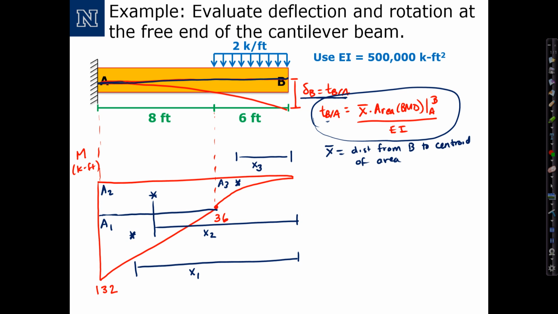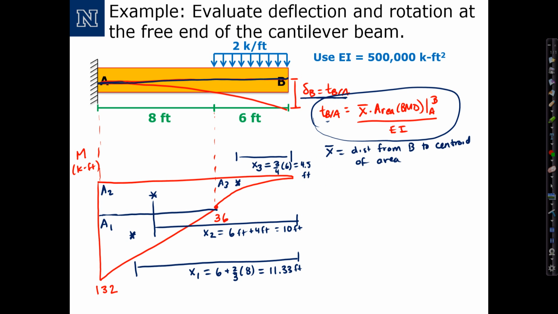Starting with x1. x1 is equal to the 6 feet on the end plus 2/3 of the way over the triangle, so 2/3 times 8, 2/3 times that length, and that turns out to be 11.33 feet. Okay, x2 is equal to, again, the 6 feet over the distributed load portion plus half of the 8 feet, so 6 plus 4, or 10 feet. And finally, for a quadratic shaped area, the centroidal distance is located 3/4 of the way from the small end, 1/4 from the big end. You need to know which one it is. Here we want from the small end, so 3/4 times 6, or 4.5 feet.